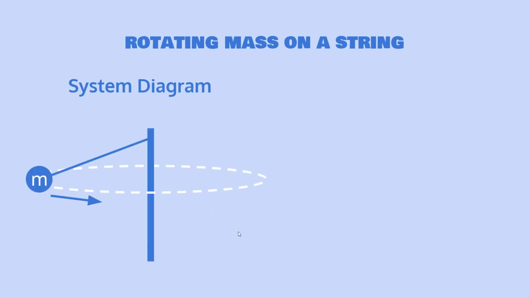Next, we have a rotating mass on a string. So an example of this would be like a tetherball game. So there's a pole over here, and the ball is on a string, and it's just rotating around here in a circular motion.